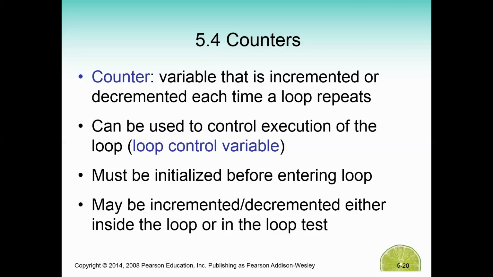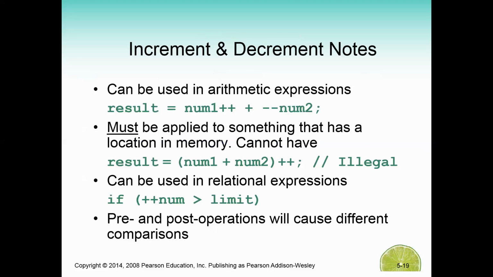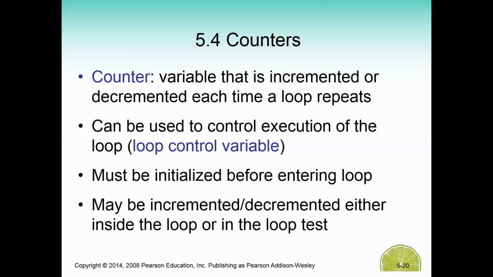Okay, we can also create counters. Just like we can use the increment and the decrement, we can also create counters. And a counter is going to be a variable that is incremented or decremented each time a loop repeats with the same value. Now, with the increment operator and the decrement operators, I can only add one, right? But here I can count in sets of 5.